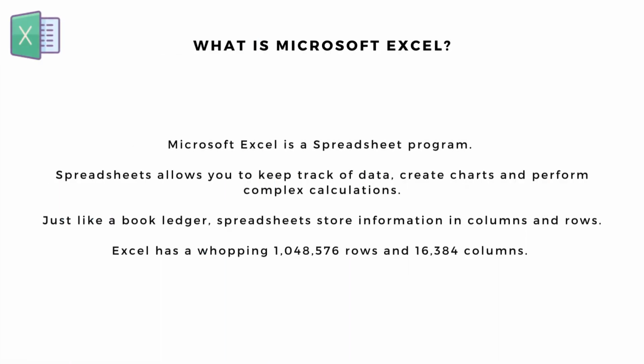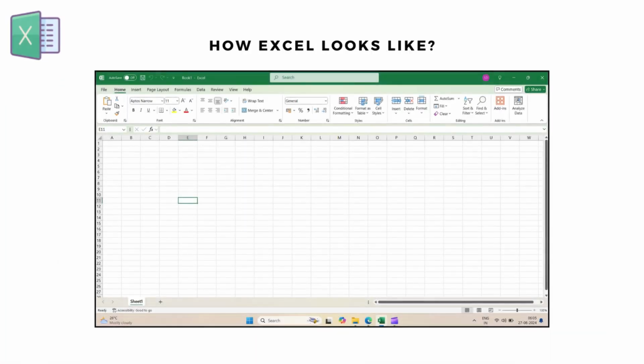So, what exactly is Microsoft Excel? It is a spreadsheet program. Spreadsheets allow you to keep track of data, create charts and perform complex calculations. Just like a book ledger, spreadsheets store information in columns and rows. It has a whopping 1,048,576 rows and 16,384 columns. This is how MS Excel looks.